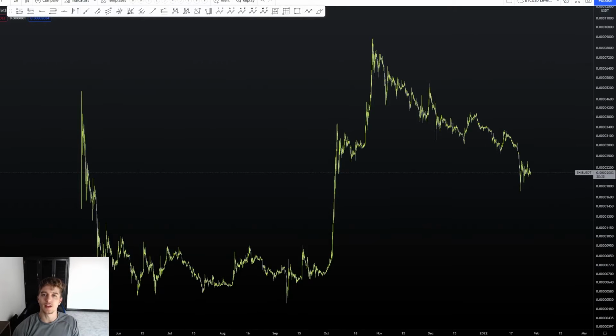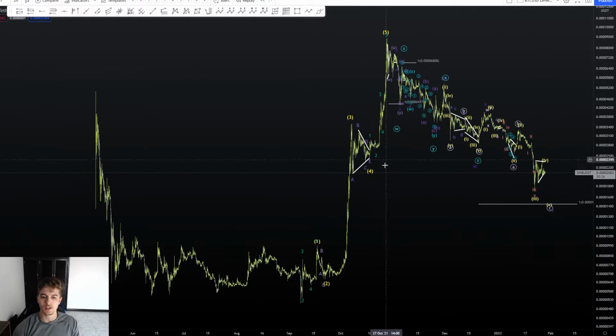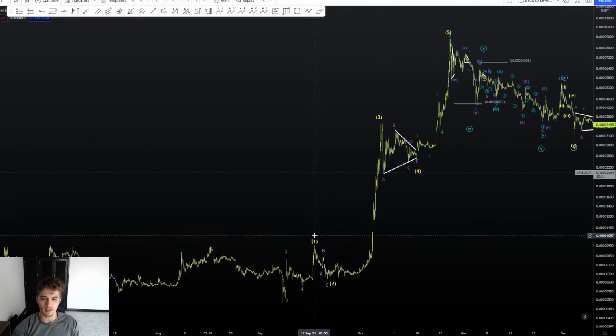We're going to be going over the Elliott wave count that I have for Dogecoin. Actually, this is SHIB. So we're going to be going over SHIB for today. And let's start out with the main count, which is going to be starting with an intermediate 1, 2.